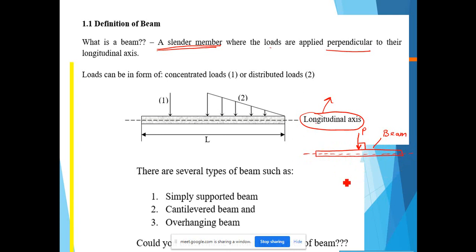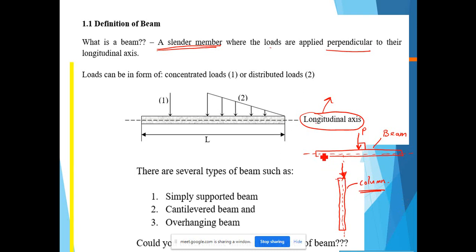But if you have the same slender member positioned vertically, so this will be the longitudinal axis, and the load is applied parallel to the longitudinal axis, this is what we call a column. Column, tiang lah, macam tiang. Okay, so kalau tiang tu kita panggil column. Column means the same slender member.